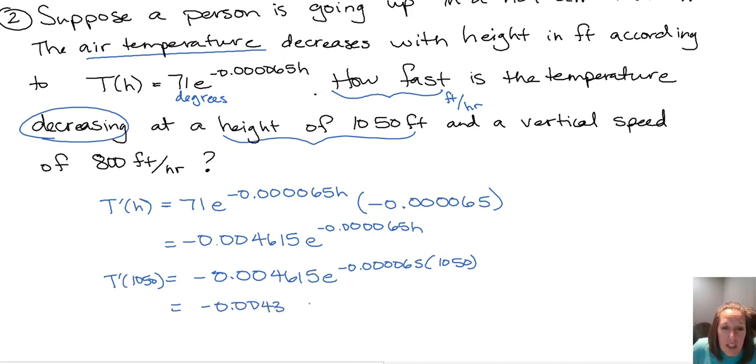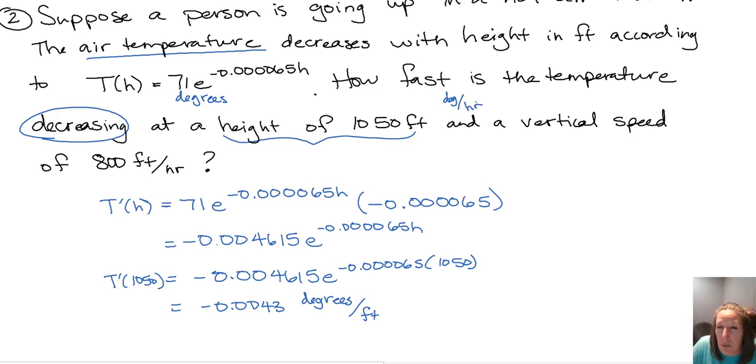And the units on this are in temperature, which is in degrees, per our height, which is in feet. So this is in degrees per foot. Oh, I made a mistake up here. We want to know how fast is the temperature decreasing, and so that is going to be in degrees per hour.